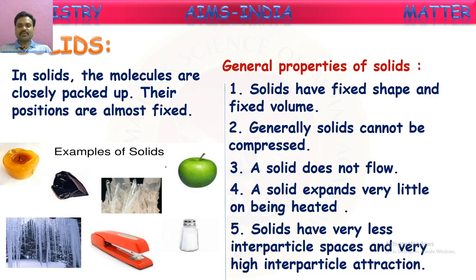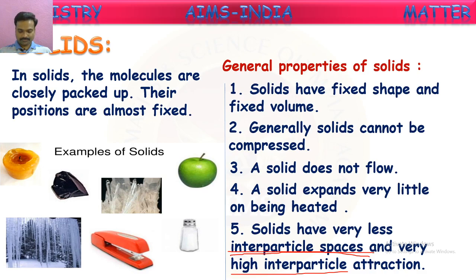Solids have very little interparticle space and very high interparticle attraction. Here, two new words. Interparticle space means the space between the adjacent particles in matter. And the attraction between these side by side particles is called interparticle attraction. The interparticle space in solids is very little because, as we said, these particles are very close to each other. The space between the particles is negligible, whereas attraction is very high. They are tightly bound because of that. So interparticle attractions are very high, whereas interparticle spaces are negligible in solids.